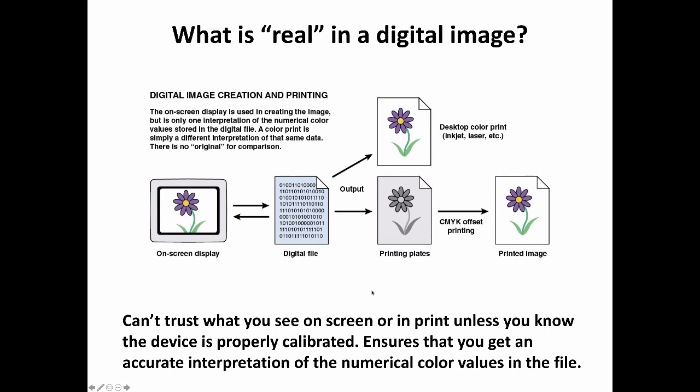So the bottom line with working in the digital realm, where you're creating artwork from scratch on the computer, is that you can never really trust what you're seeing on screen. You can never really trust what you're seeing in print unless you know that those devices are properly calibrated. Calibration is a process that ensures that what you're seeing, either on screen or in print, is an accurate representation of the numerical color values that are stored in that file.